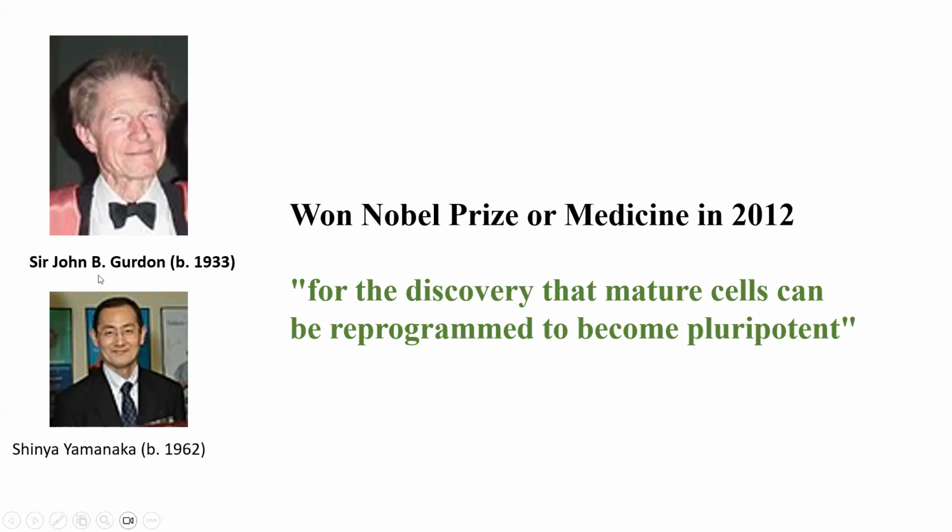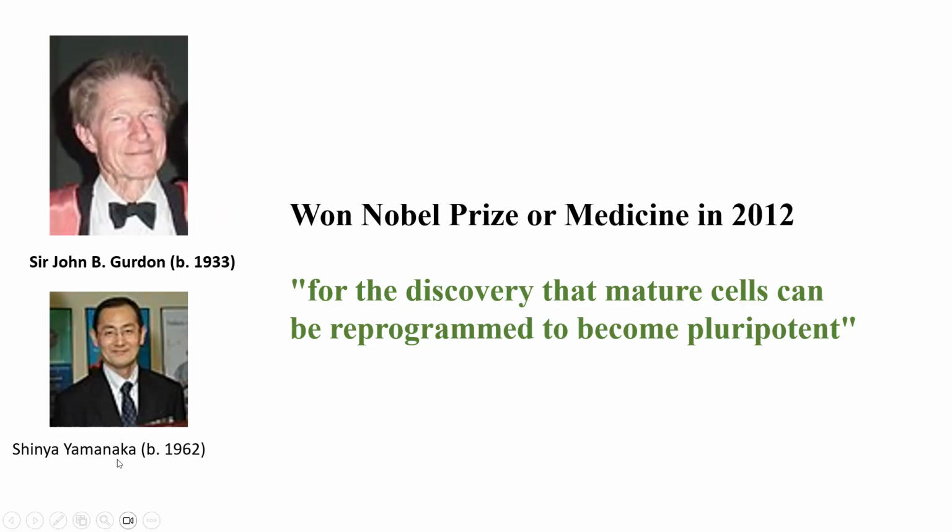But Sir John Gordon tried at Cambridge, and he found that frog skin cells can be differentiated into other types of cells. That means they can be reprogrammed and made pluripotent. As a result, it was even possible to get the tadpole, that is the new frog. But at that time, people didn't believe his research. After his PhD, he stopped his work.